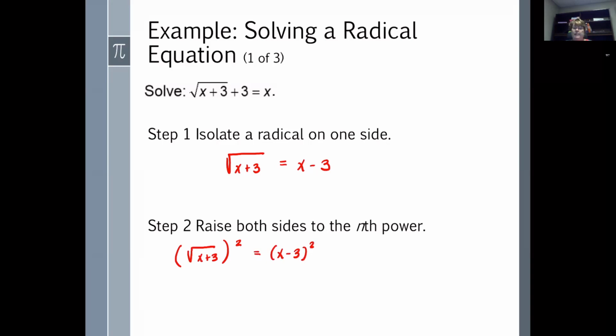All right, now when I square a square root, I'm going to get the radicand, so the stuff underneath the square root. So the square root of x plus 3 squared is just x plus 3. This is the reason you do this. You do this to get rid of the square root. If I square a square root, I eliminate the square root. So on the left-hand side, I have x plus 3.